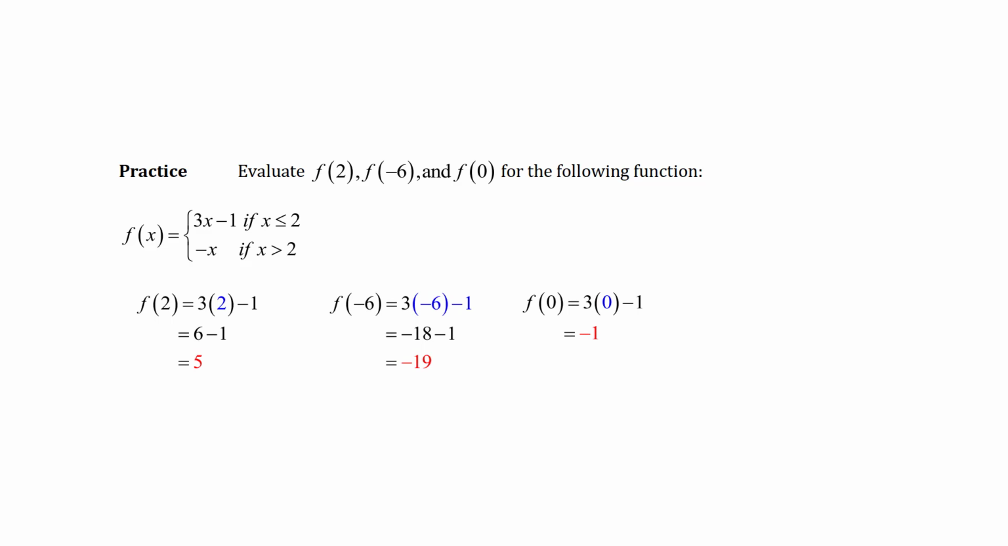Alright, so let's get started. For f of 2, this is equal to 3 times 2 minus 1. Simplifying this, we get 6 minus 1, which is equal to 5. For f of negative 6, this is equal to 3 times negative 6 minus 1. Simplifying this, we get negative 18 minus 1, which is equal to negative 19. For f of 0, this is equal to 3 times 0 minus 1, which simplifies to negative 1.